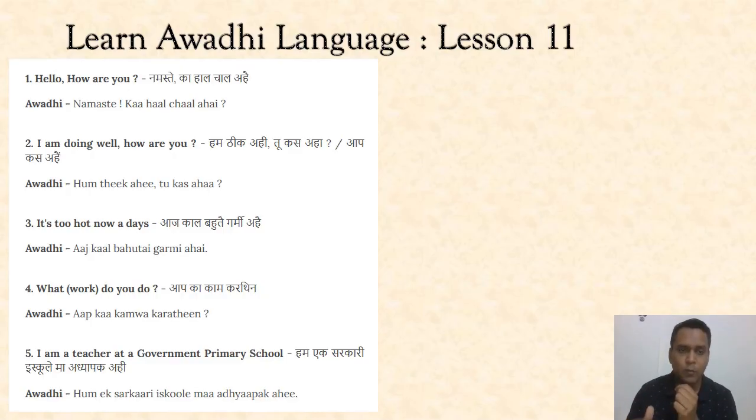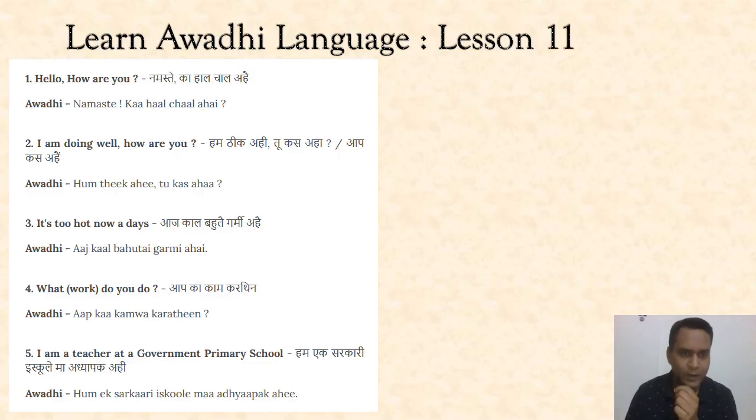If you are speaking to someone who is of your age, you can just use the word tu. Even if you use the word tu for someone elder in Awadhi, it is fine. But nowadays, there is a word aap which has come from Hindi to Awadhi, and if you are addressing someone who is elder to you, you can just say aap kas ahain. Then it will not be aap kas aha, it will be aap kas ahain. Tu kas aha and aap kas ahain. हम ठीक ही तू कैसा है और हम ठीक ही आप कैसा है.